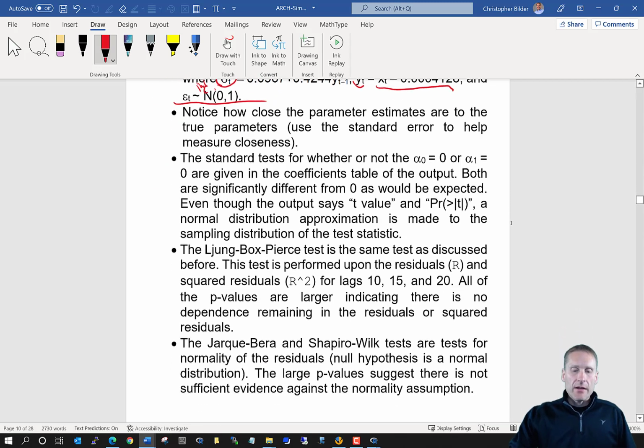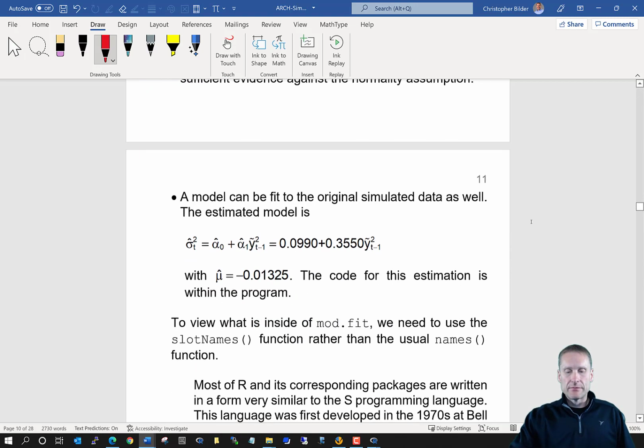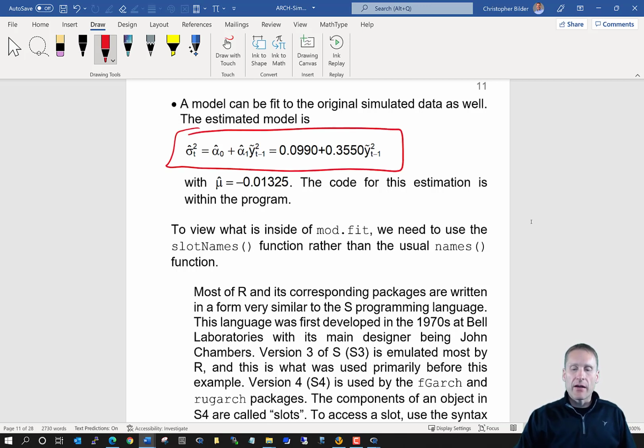Okay. So we talked about this bullet in terms of how to do the test. We talked about the Ljung-Box Pierce test. We talked about the test for normality as well. Now, with our original simulated data, where I simulated with a for loop, one could estimate the corresponding model. You should try that on your own. Actually, the code is in the program, so you could run that, and we get what we expect. Again, alpha 0 was 0.1, alpha 1 was 0.4, and we're getting generally what we would expect.